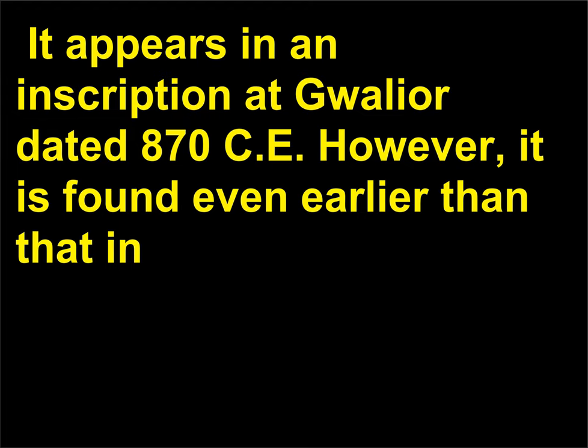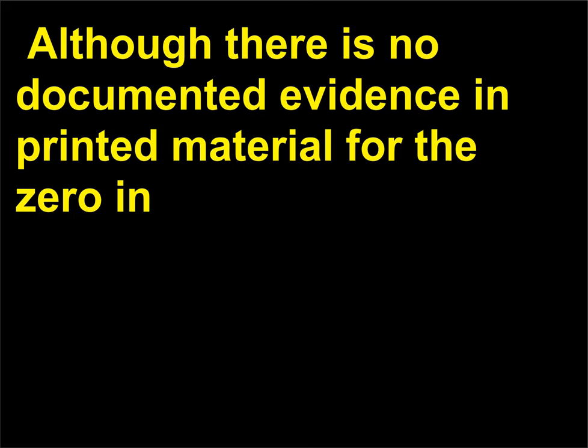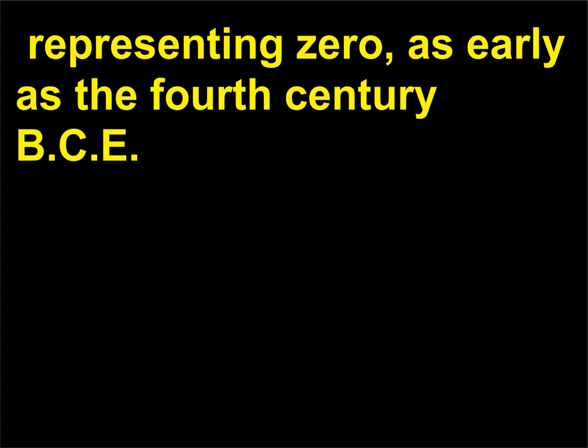However, it is found even earlier than that in inscriptions dating from the 7th century in Cambodia, Sumatra, and Banka Island, off the coast of Sumatra. Although there is no documented evidence in printed material for the zero in China before 1247, some historians maintain that there was a blank space on the Chinese counting board, representing zero, as early as the 4th century BCE.